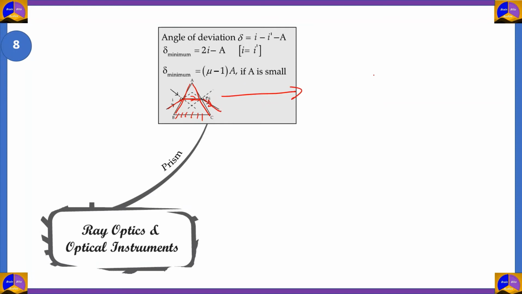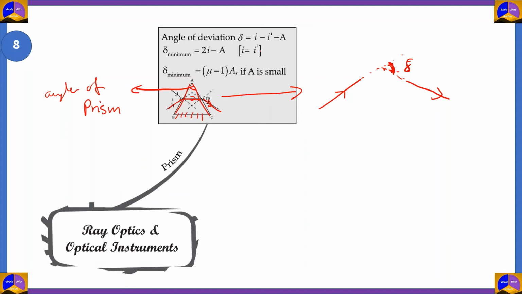In this prism, there are a couple of angles which we need to take care of. The incident ray is in this direction, but if you notice, the emergent ray is in a completely different direction. The angular displacement between these two rays is what we call the angle of deviation. And for a prism, the angle between the refracting surfaces is called the angle of prism, or angle A.